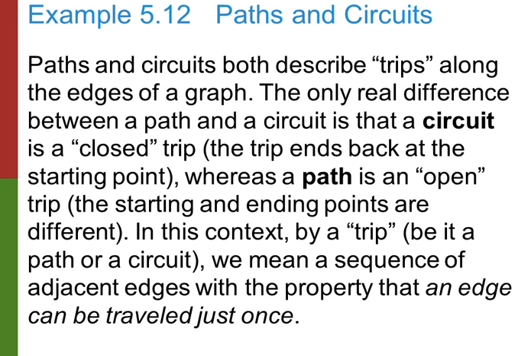In this context, by a trip, be it a circuit or a path, we mean the sequence of edges with the property that an edge can only be traveled on once. So when I'm either doing a circuit or a path, I can only be on an edge once. Well, I can't explain why that is because I had no idea, but that's what in 1700 they decided to do. Then I just go one way.